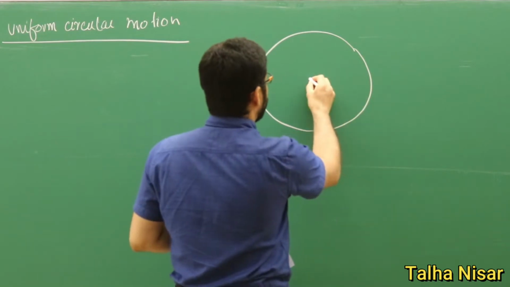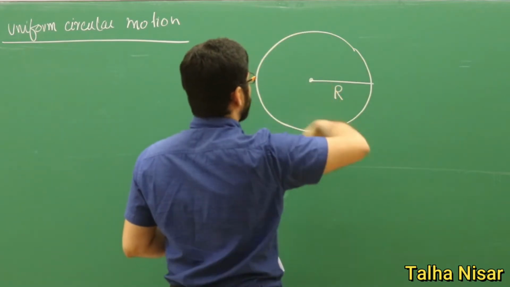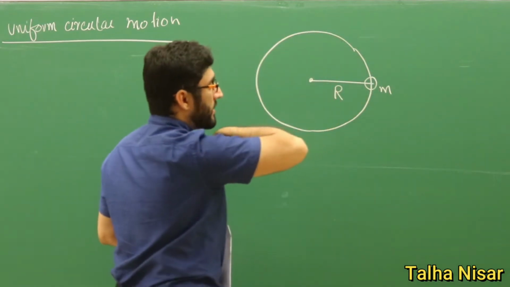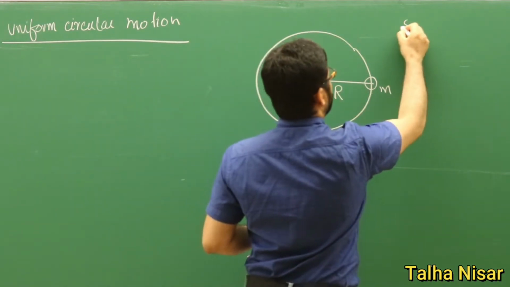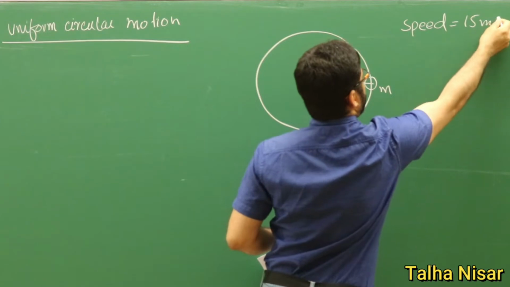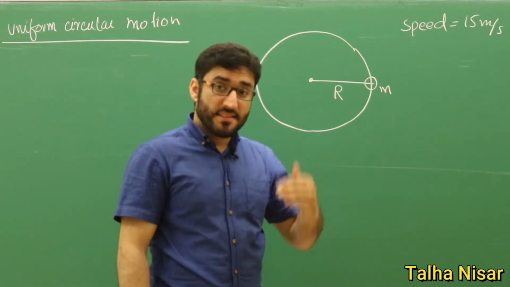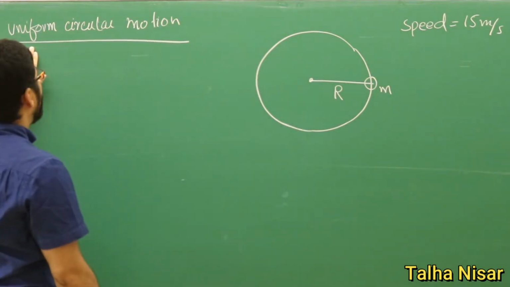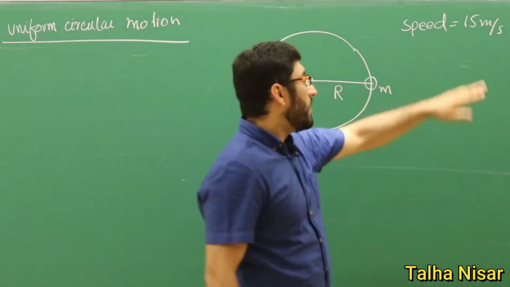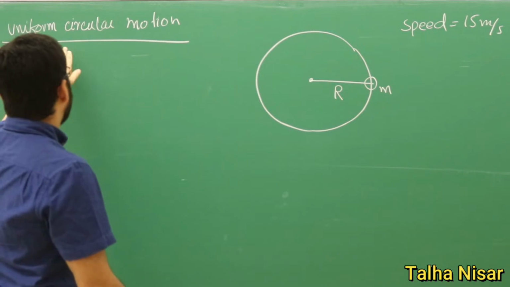It means that, for example, we have a circle that also has a radius. So this has a radius and we have something moving in a circle. We have a mass m moving in a circular path. For example, the speed of this object is 15 meters per second, and throughout this trajectory the speed will remain the same. That's why this is called uniform circular motion. So this object is moving with uniform speed. The value of the speed is the same and it's not changing with time.